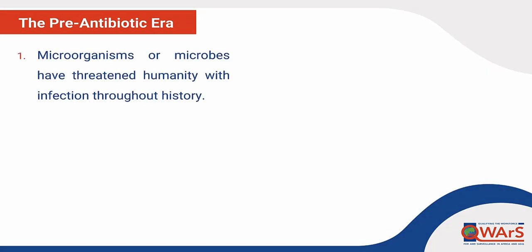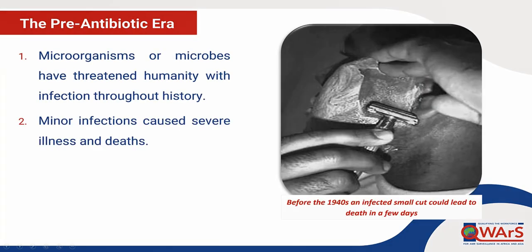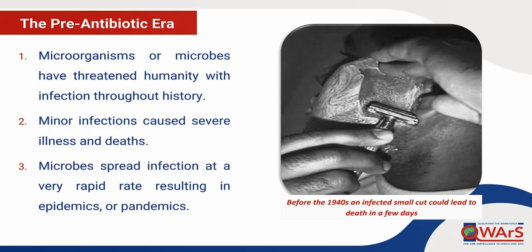Microorganisms or microbes have threatened humanity with infection throughout history. In the pre-antibiotic era, which refers to the time before antibiotics were ever developed, minor infections such as small cuts caused severe illness and deaths. Microbes are not only dangerous but also spread infection at a very rapid rate, resulting in epidemics or even regional and global pandemics.